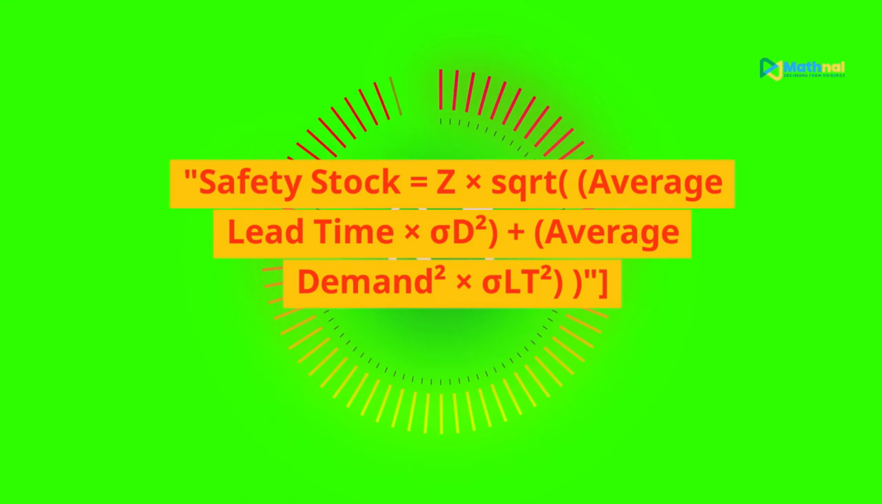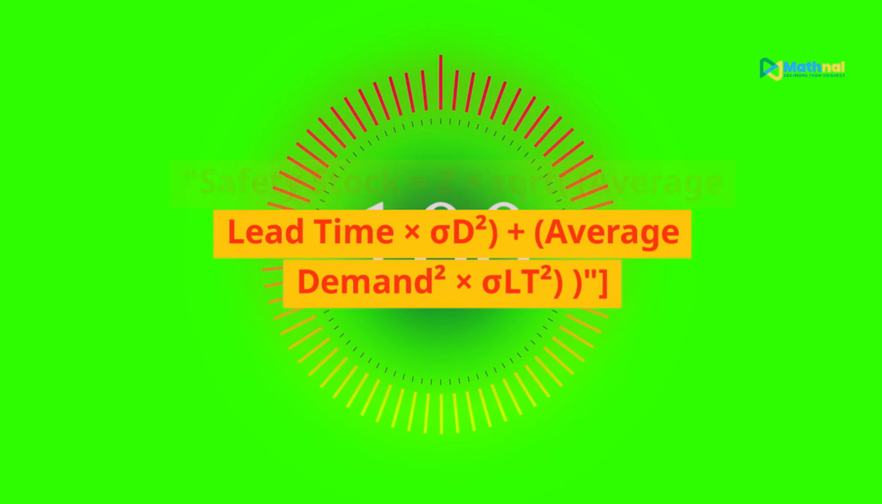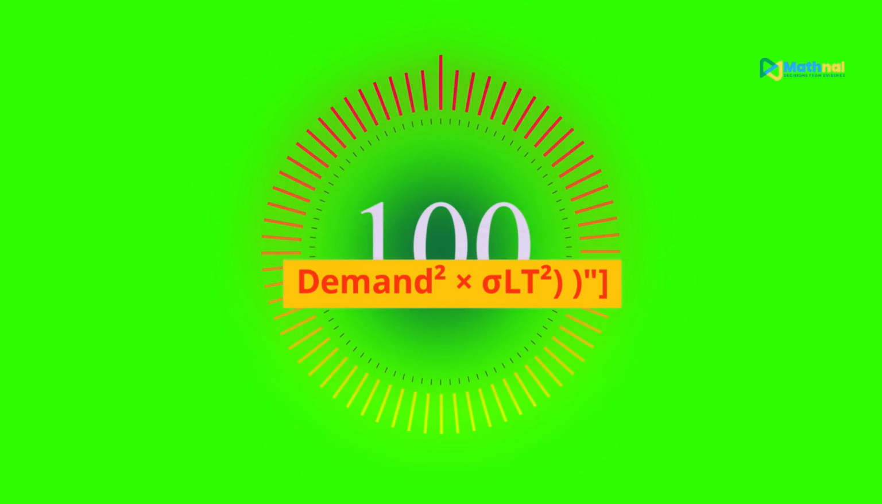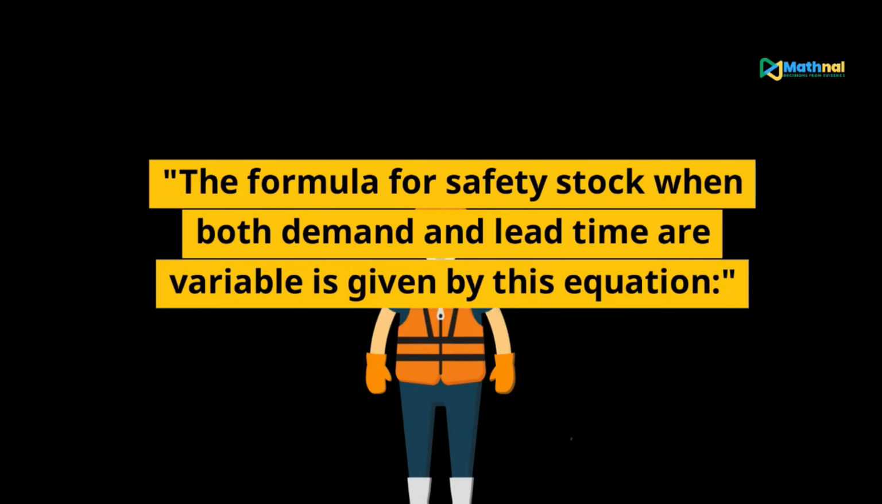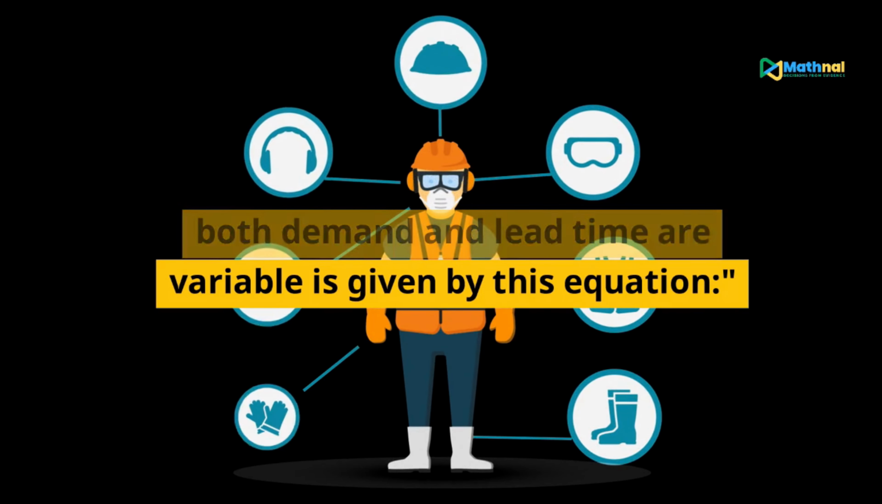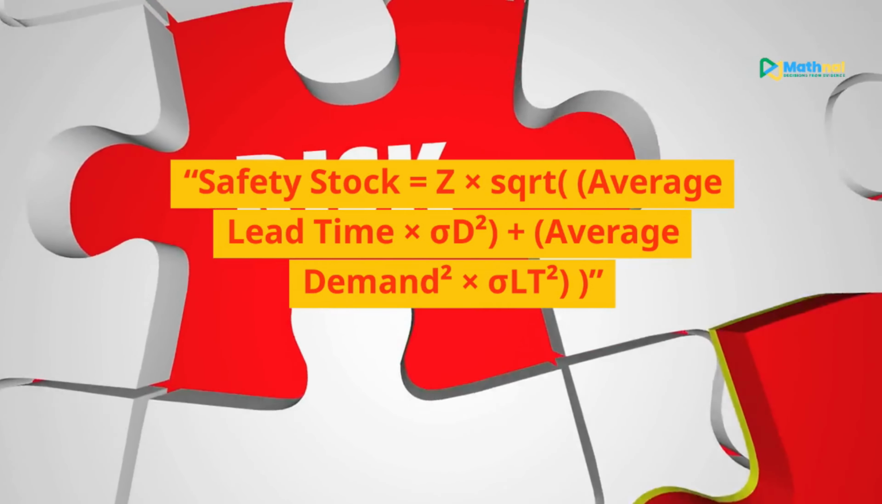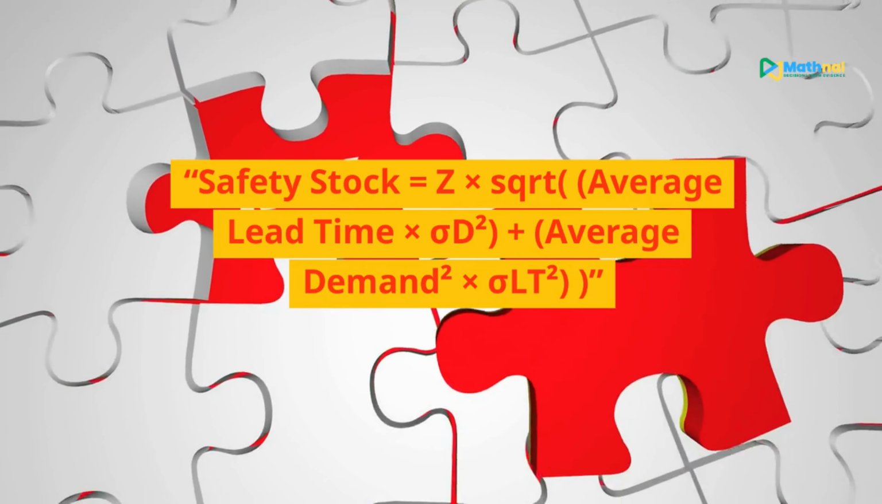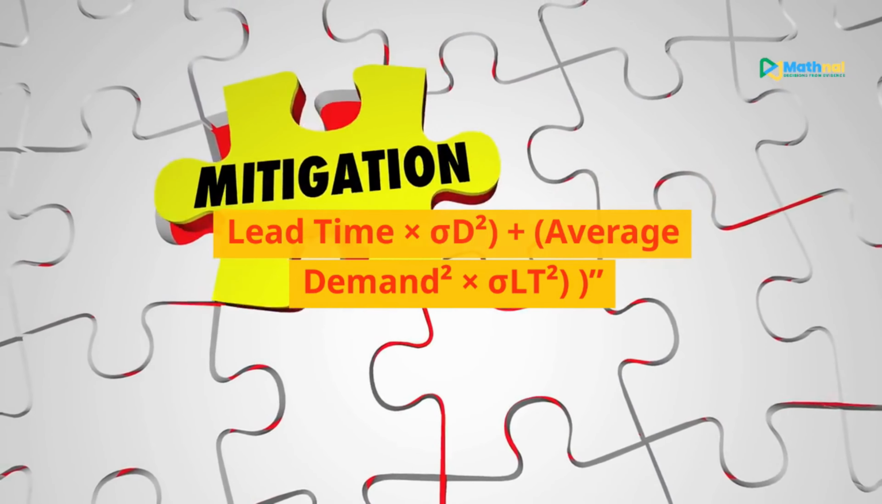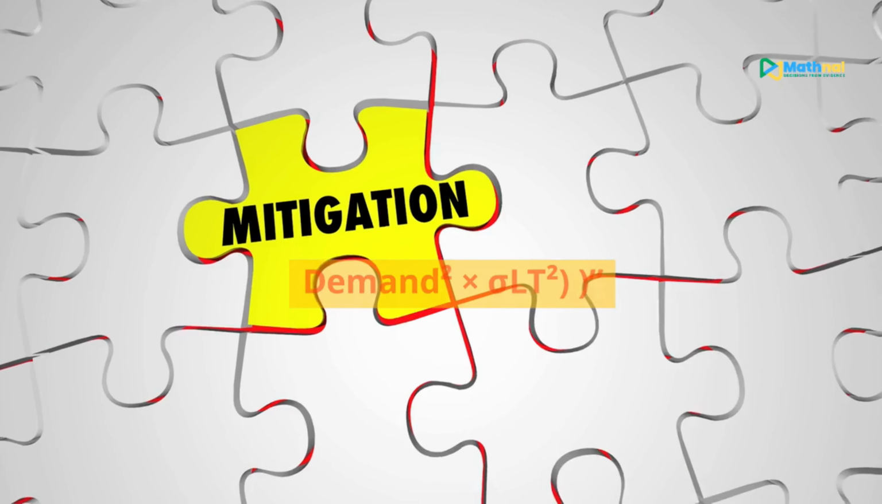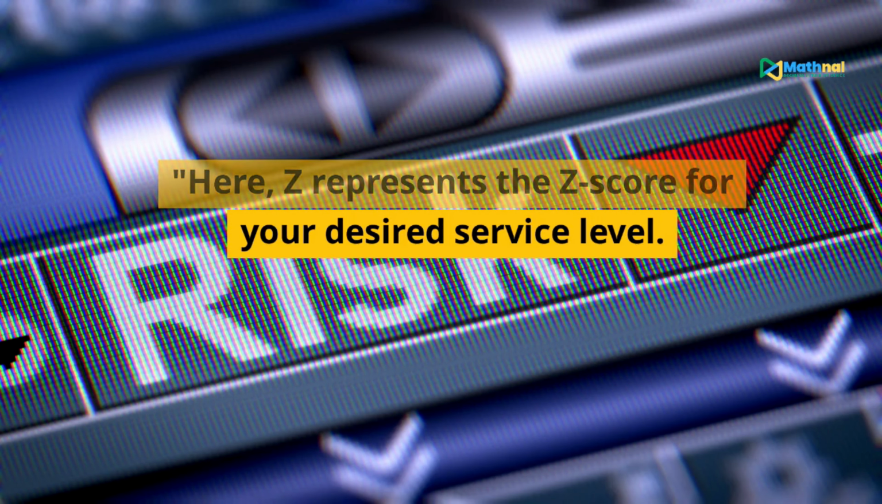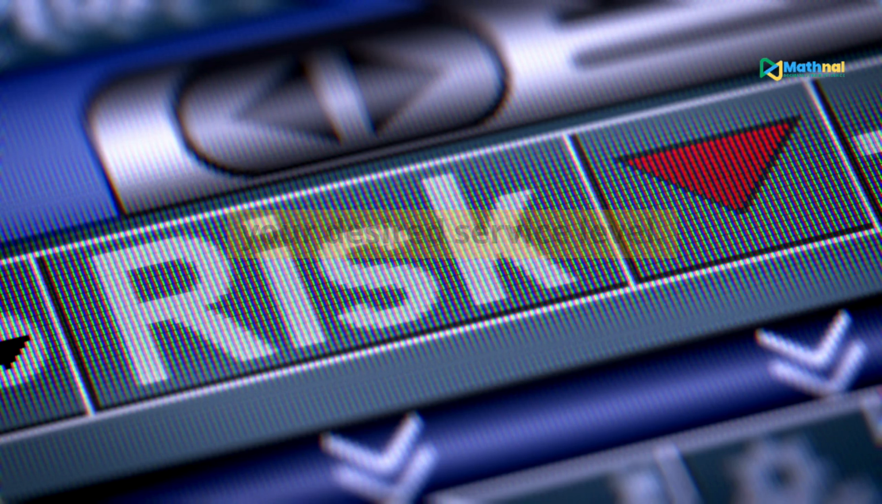Safety stock equals Z times SQRT, average lead time times sigma D squared, plus average demand squared times sigma LT squared. The formula for safety stock when both demand and lead time are variable is given by this equation. Here, Z represents the Z score for your desired service level.